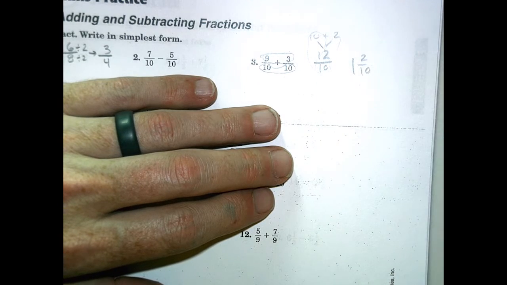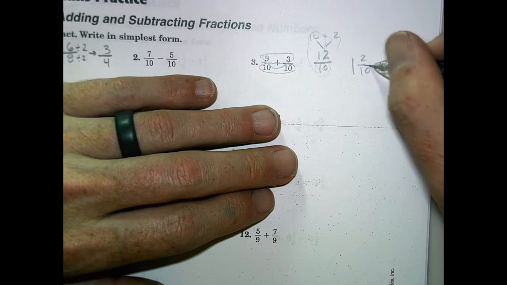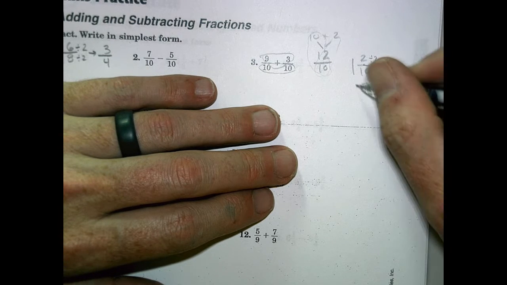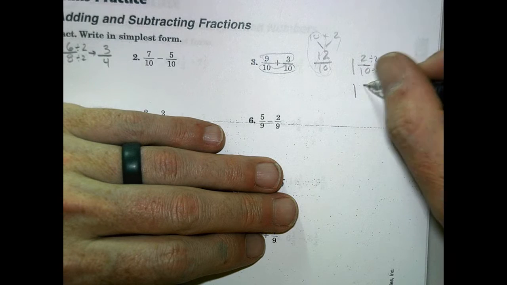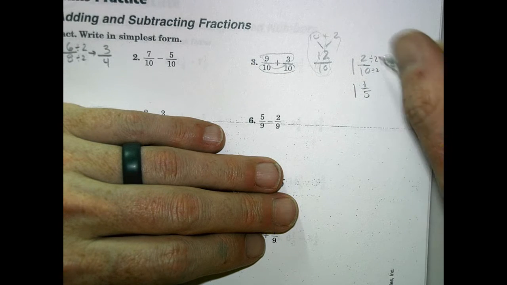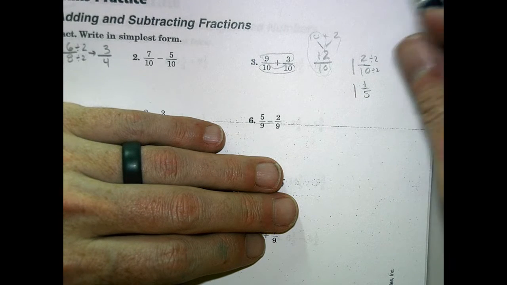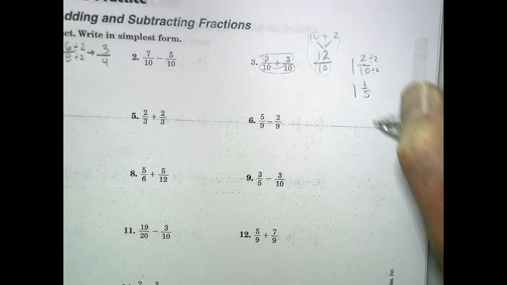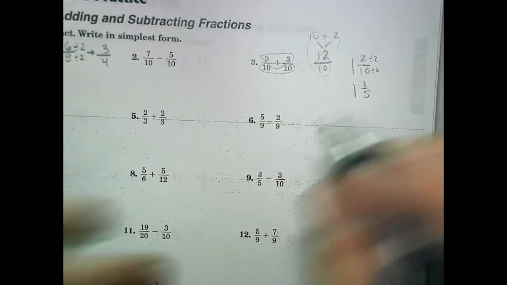Now careful here. You might think you're done, but I could actually reduce 2/10. Let's divide 2/10 by 2 by 2. So I end up actually with 1 and 1/5. So this one just keeps simplifying down. I turn from improper to mixed, and then I still reduce the mixed number down to a simplified version there.